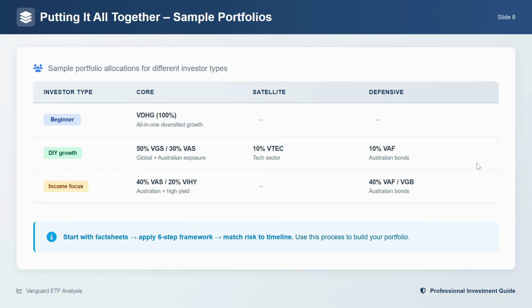For the income-focused investor, 40% VAS for franked dividends, 20% VIHY for international high yield, and 40% in bonds, VAF or VGB for stability. None of these is correct for everyone. Your age, risk tolerance, and time horizon change the numbers, but the process stays the same.